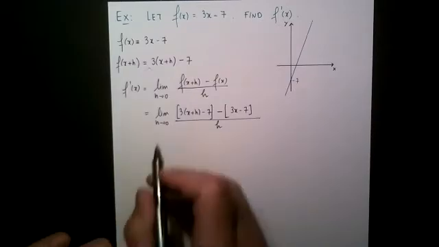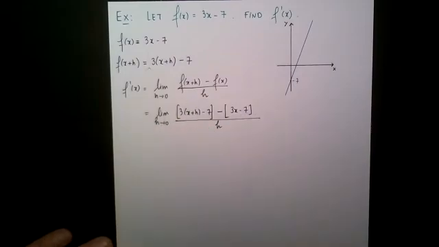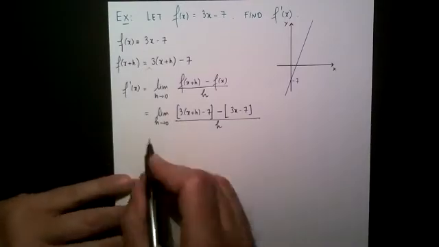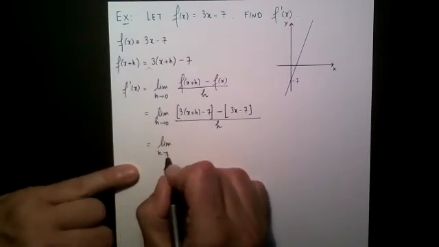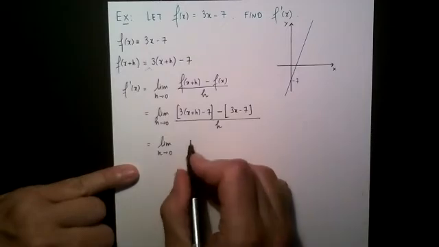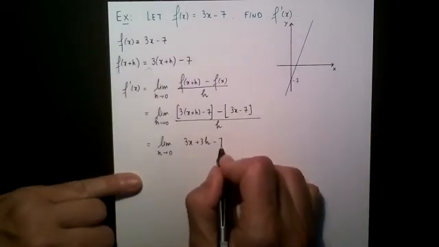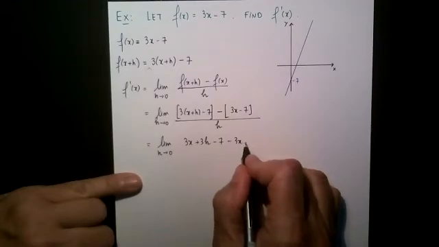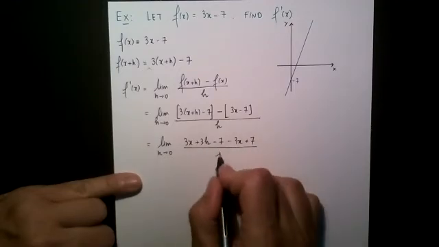Okay, so now I have a regular limit that we've done much harder than this. That's not a complicated limit. So it equals the limit as h approaches 0. Let's open up the top: 3x plus 3h minus 7 minus 3x plus 7. And on the bottom I have h.